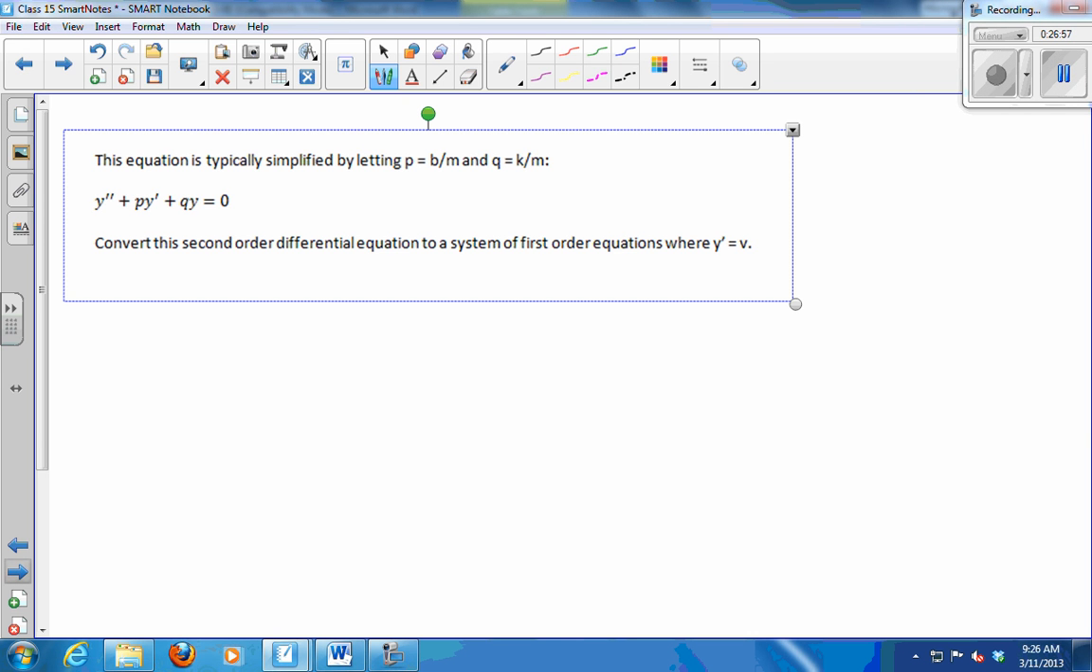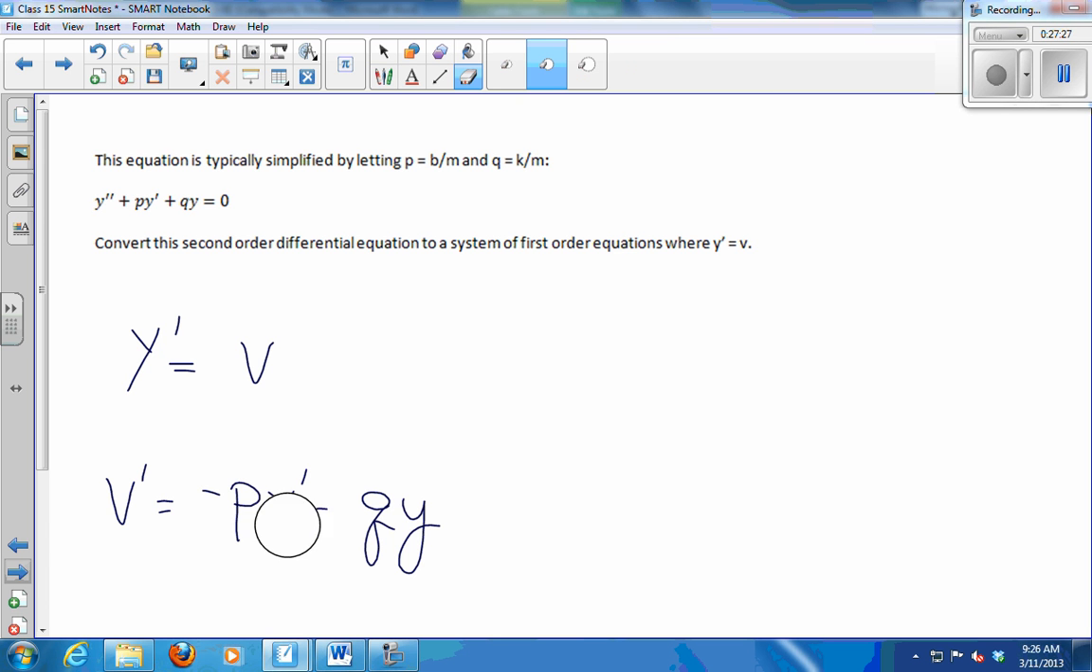If I want to convert this to a system of first order differential equations, remember you let y prime equal v, so that's your first equation in the system: y prime equals v. And then v prime would be y double prime, and y double prime is negative p y prime minus q y. Oh yeah, instead of y prime, I should call that v. Thank you.